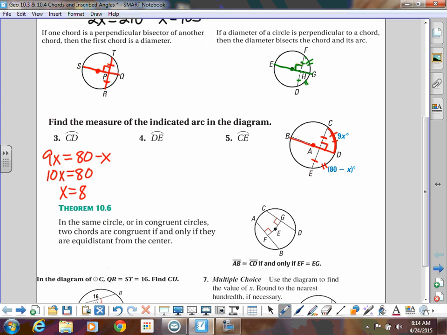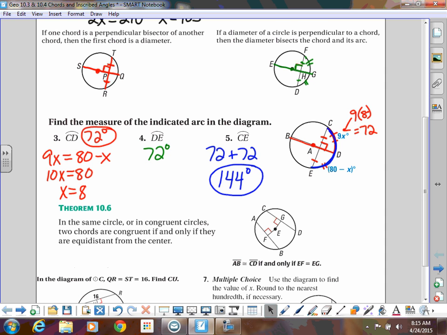Now remember, they're not asking for x, they're asking for CD. So I have to go back over here and plug in x. So I'm getting CD equals 72 degrees. Now for the measure of DE, we just said that DE is going to be congruent to CD, so this will also be 72 degrees. And then CE, if I go the arc from C all the way to E, that's both of those arcs added together. So I'm going to be doing 72 plus 72, which gives me a total of 144 degrees.